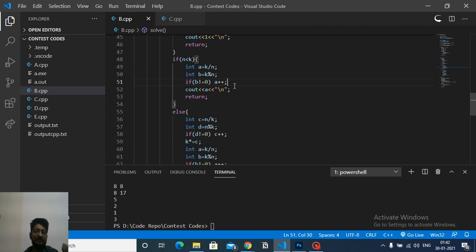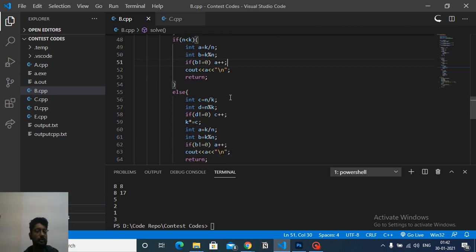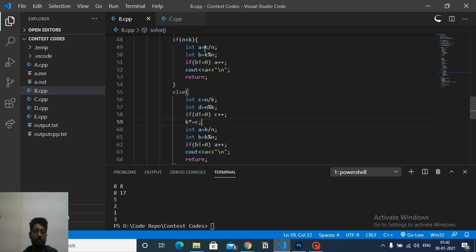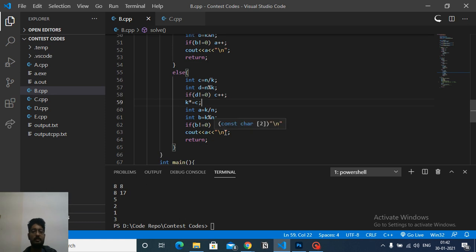Else if k is smaller, then what you actually have to do here is first find the multiple of k which is greater than or equal to n. That's what you are finding here, and now we multiply k by this number so that it becomes greater than or equal to n. Okay, and now we just do the same code here again and find the a value.